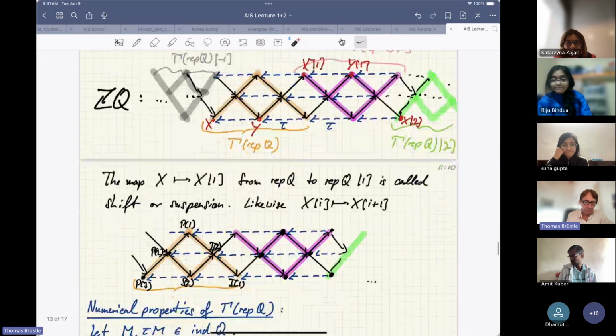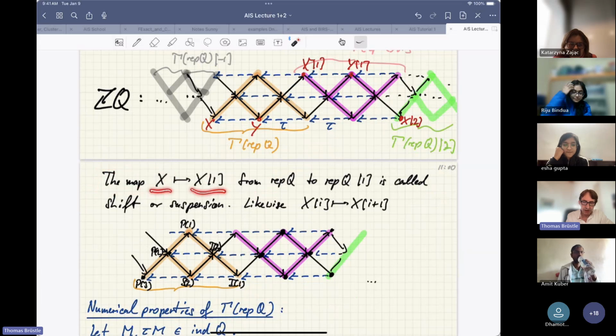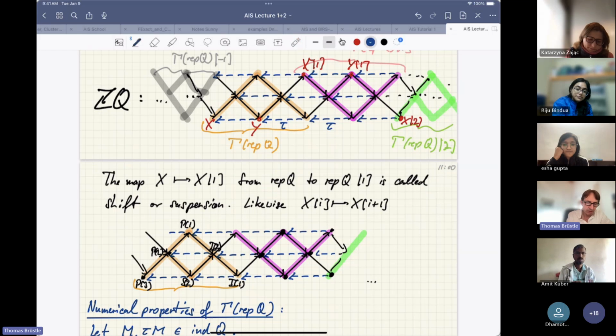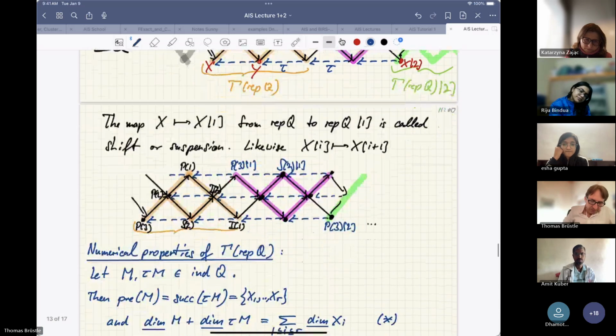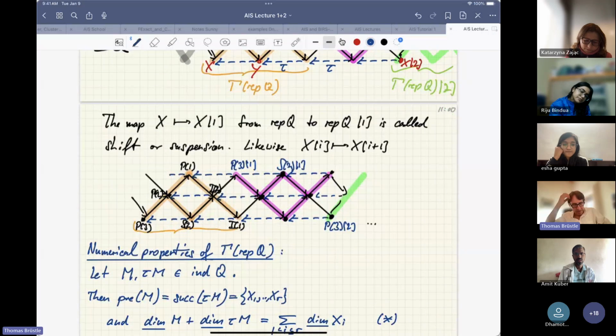So this shift map here, mapping x to x1, is called the shift or the suspension, and we saw what the shift is doing. So here would be P3 1, and here would be P3 2, and so on. So this would be S2 1, etc. Before, I would slowly like to get to the knitting procedure.